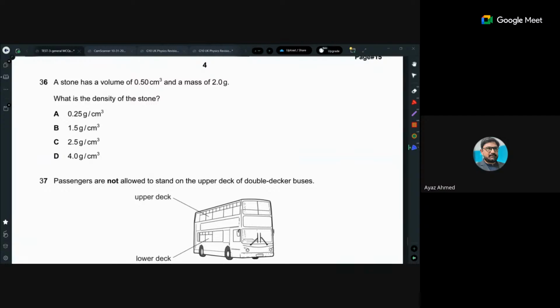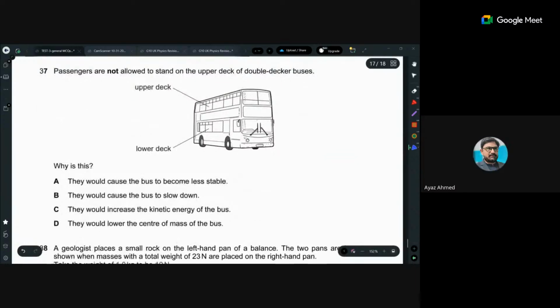करते हैं. The stone has a volume of this much and mass इतना, so what is the density? So density is equals to mass by volume, so it is 2 divided by 0.5, so it would be 4. ठीक है ना? 4 gram per centimeter cube. So option D is correct.